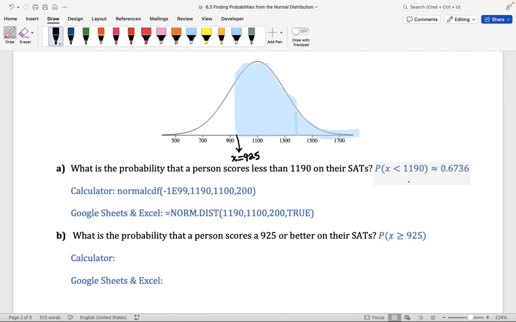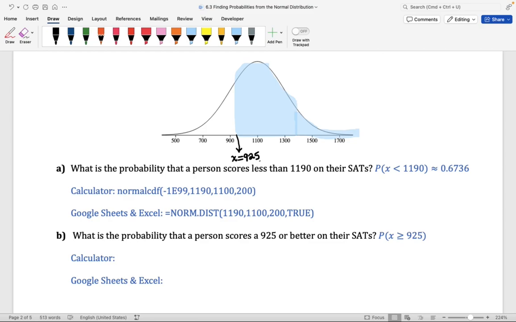It's really important to visualize the area before you try to use a function, especially if you're using the normal CDF function. For the calculator function, you're going to need the upper bound and lower bound. It is important to have a visual of the probability you're trying to find. When you have a visual, you're less likely to make mistakes when entering the values into your function, either on the calculator or on Google Sheets.